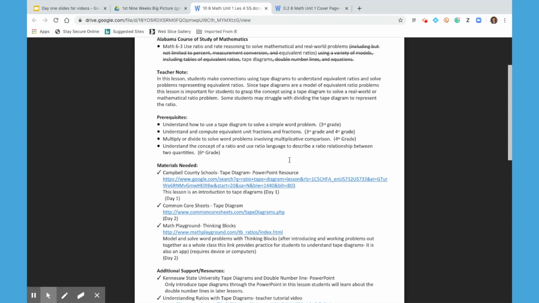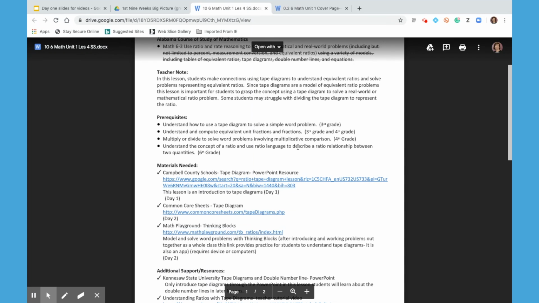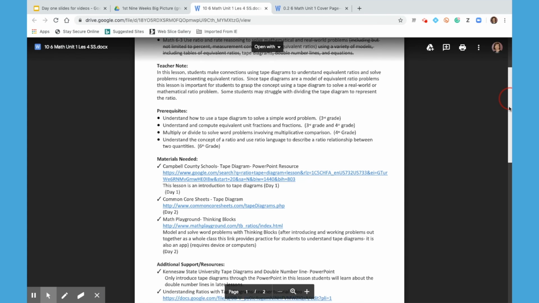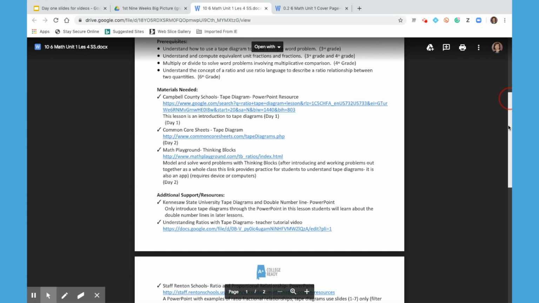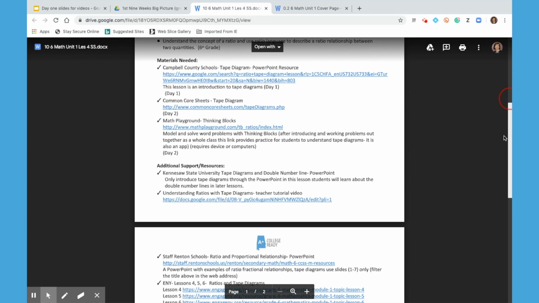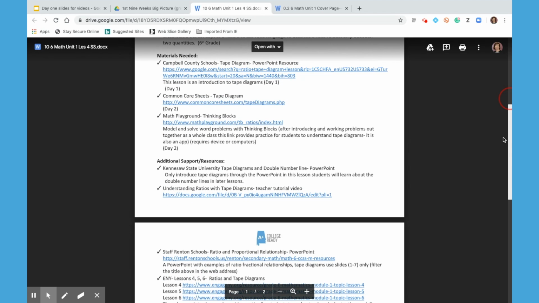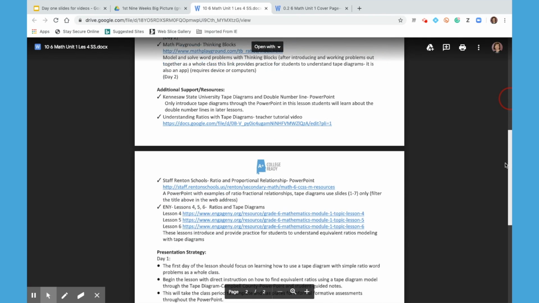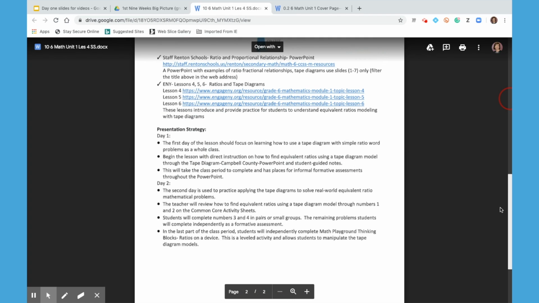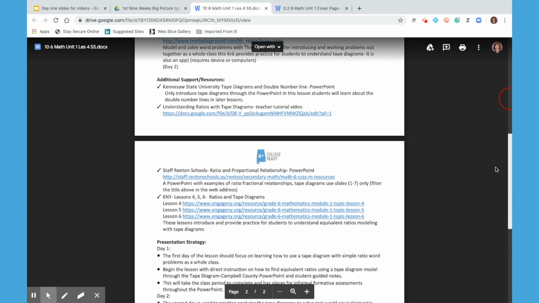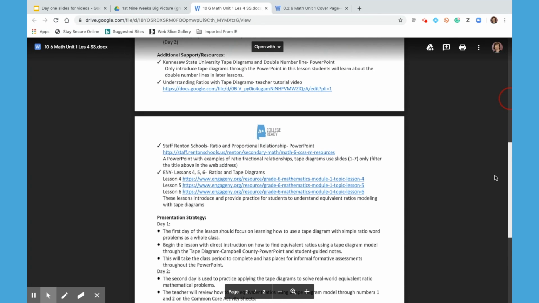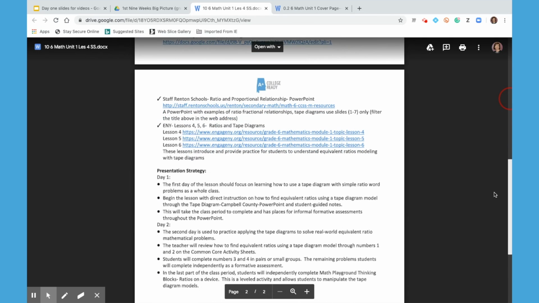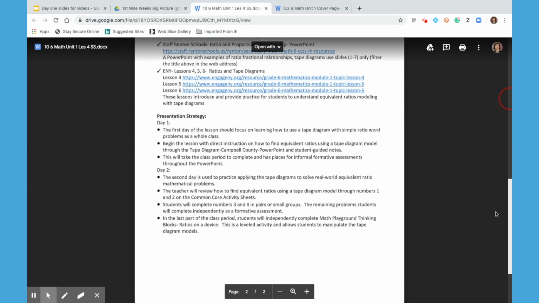Then look at the prerequisite skills that are very important for students to be able to accomplish. And those are the materials needed. All of that is bundled in the student resource pages in Canvas for you. And as I'm scrolling down, we've got additional support or resources. Sometimes we need extra support.